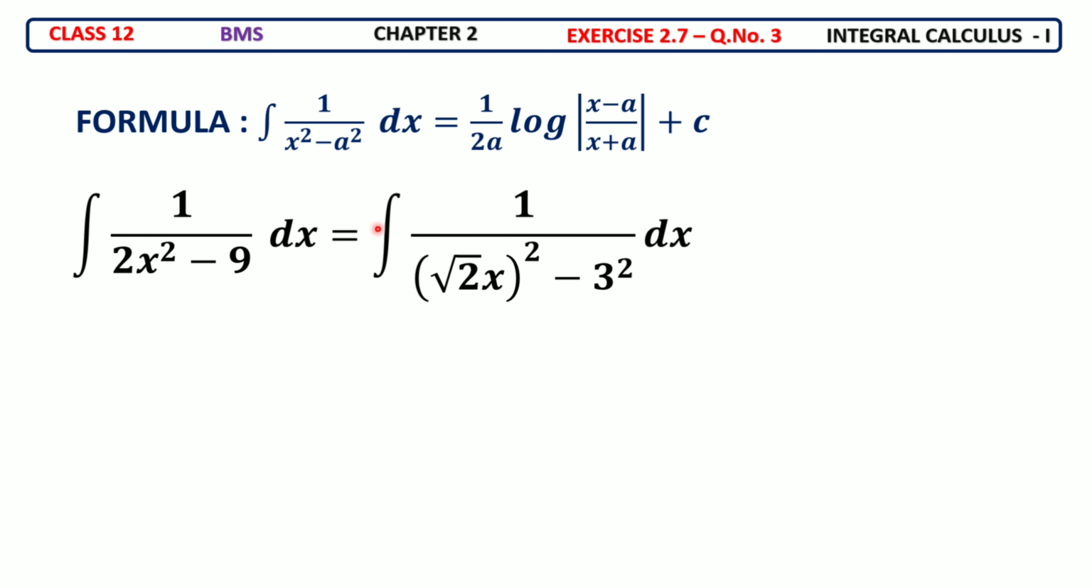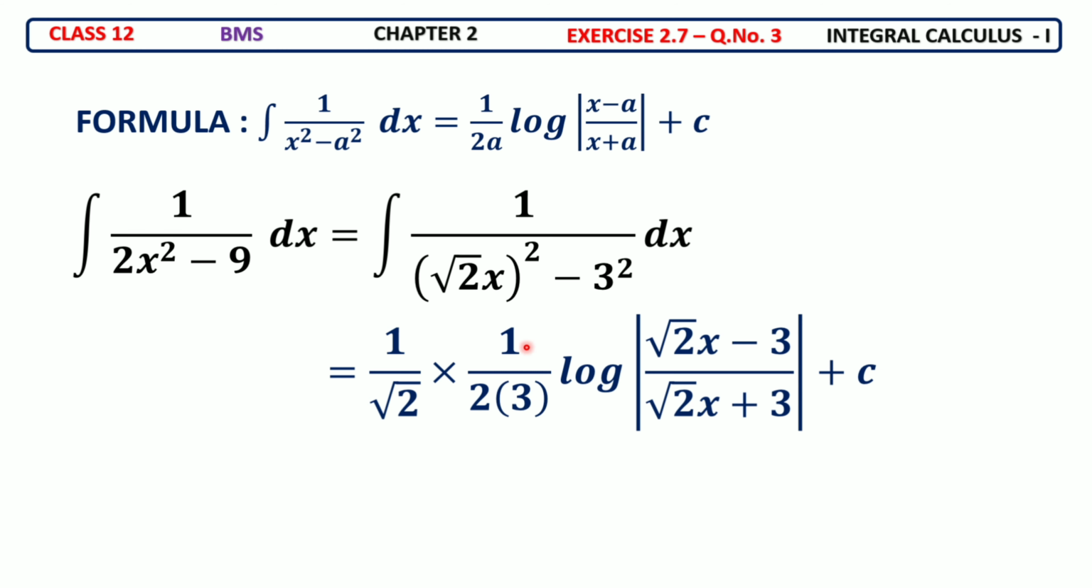Integral of 1 divided by x square minus a square dx. So the formula is 1 by 2a log of modulus x minus a by x plus a. Here look at the function: 1 by 2a. What is a? 3. Log of modulus x minus a. What is x? Root 2x minus a, a is 3, and x plus a. What is x? Root 2x. What is a? That is 3, plus c.